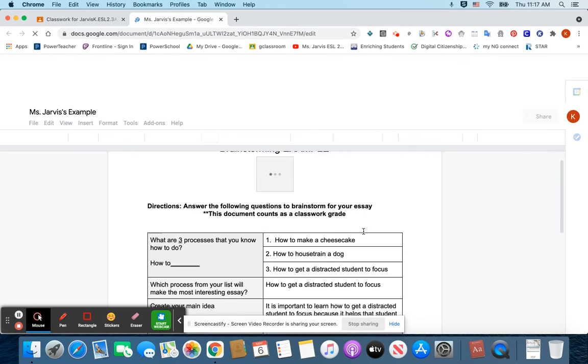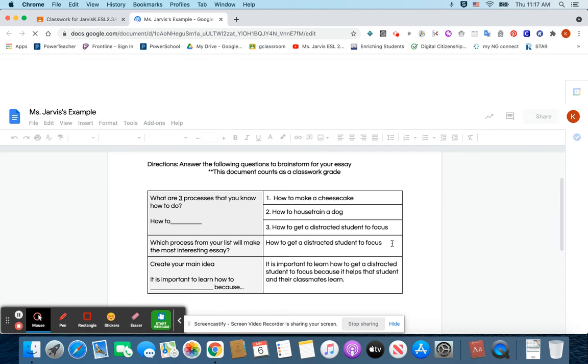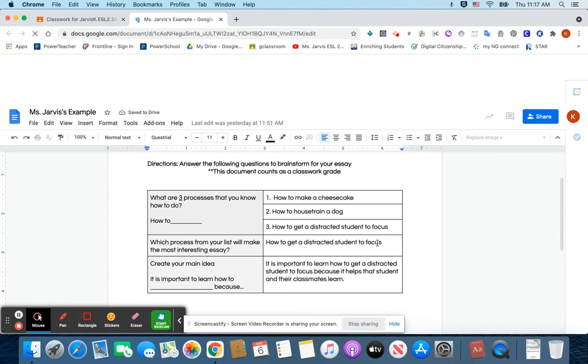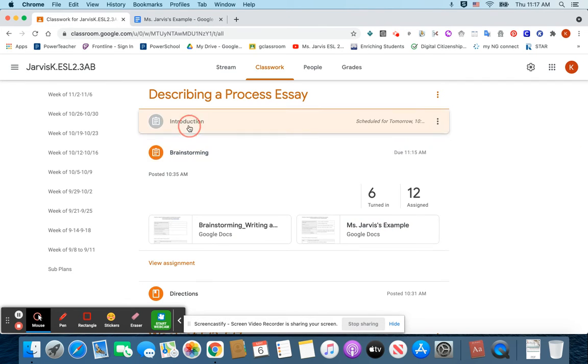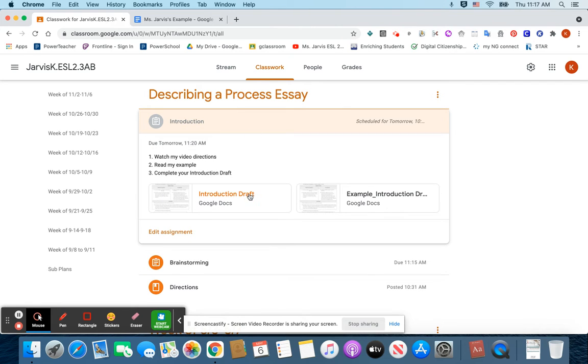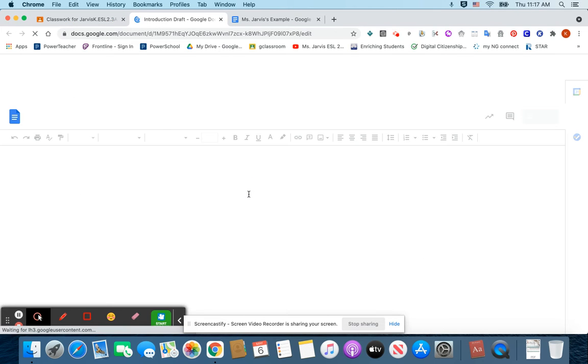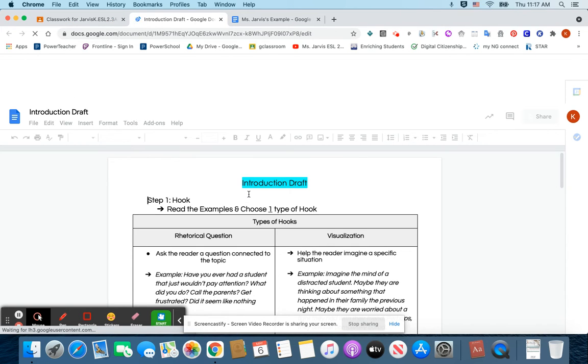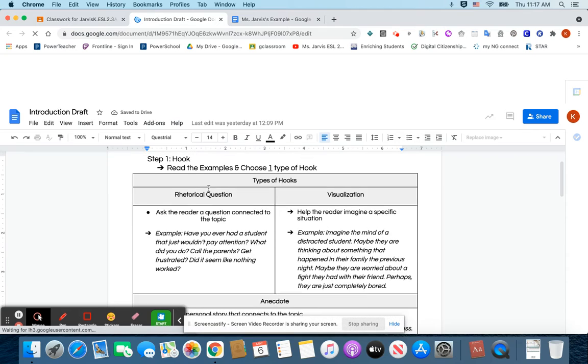I'm going to look at my document here, and I'm reminding myself that my topic is how to get a distracted student to focus. So that's what I'm going to be talking about in my introduction. When you go to the section that's called Introduction, you're going to see your draft and you're going to see my example. Let's look at your draft first so you can see all of the boxes you need to fit in. One is the hook.